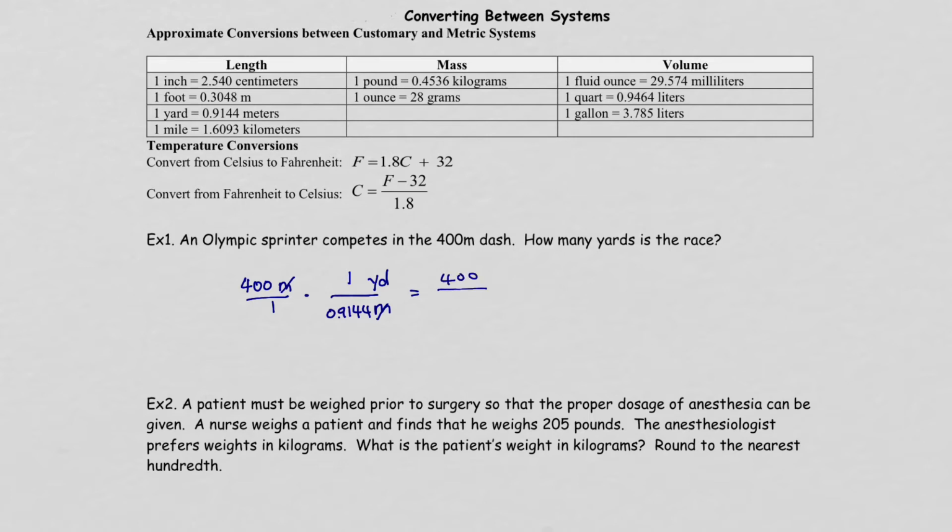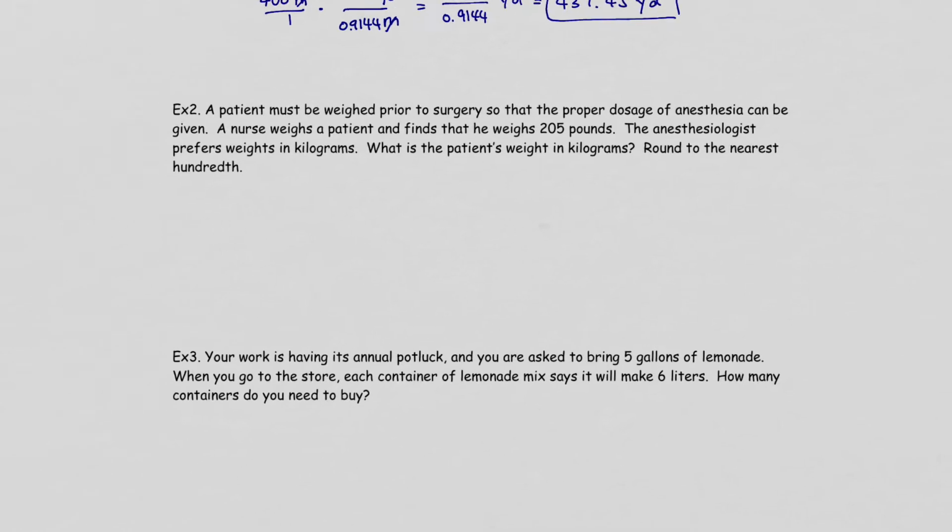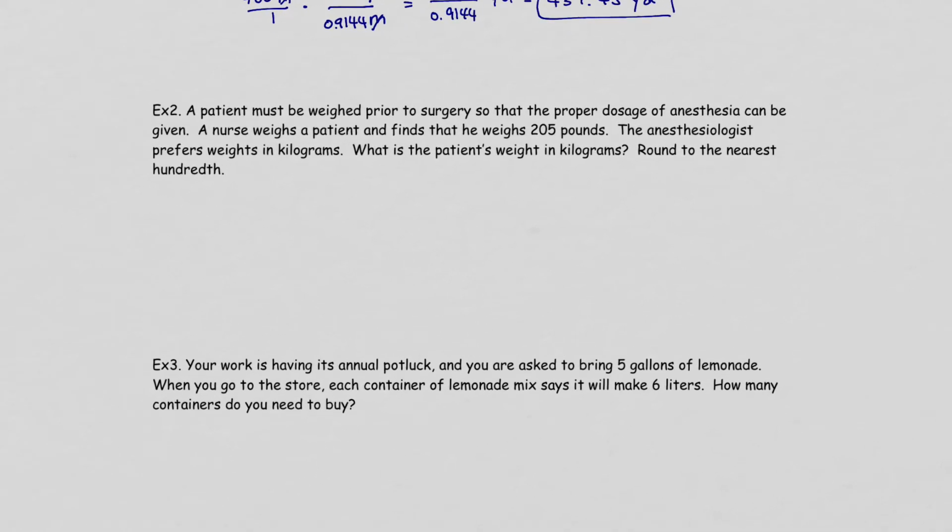So it will be 400 divided by 0.9144 yards. When you plug that into the calculator, you get 437.45 yards. So it's not much different from comparing units in the US measurement. You just need to make sure you use the right fraction form to multiply in order to change from one unit to the other. Let's look at the second one, example 2.